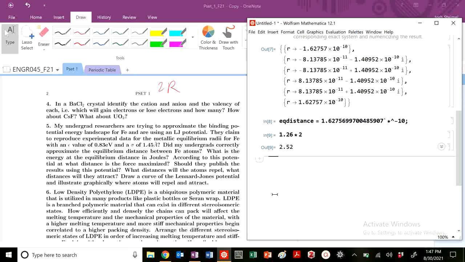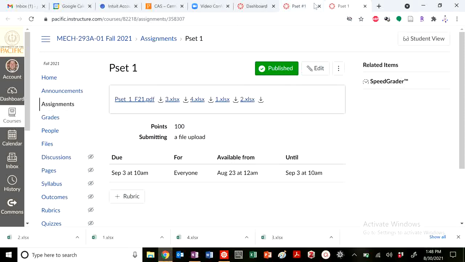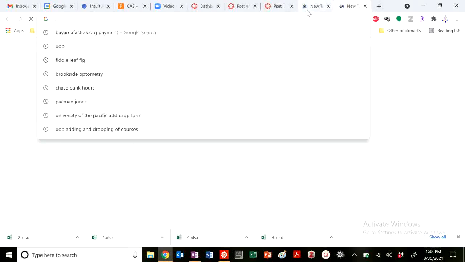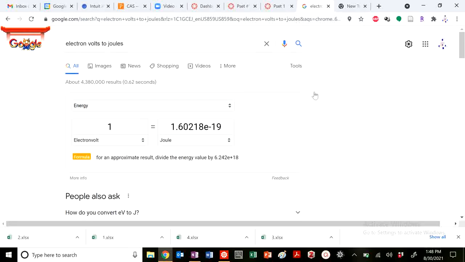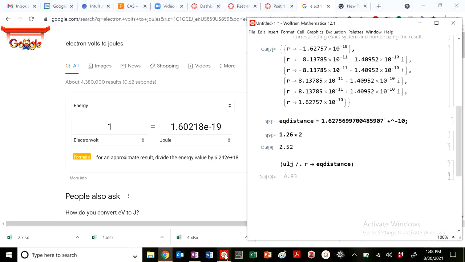So what is the potential energy at this equilibrium distance in joules? I'm going to plug into U_LJ, r goes to my equilibrium distance, and that's negative 0.83. That is in electron volts. I need to convert electron volts to joules. When I don't know, I just search electron volts to joules conversion. So 1 electron volt is 1.602 times 10 to the minus 19.